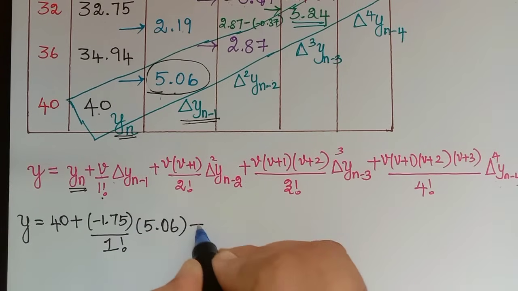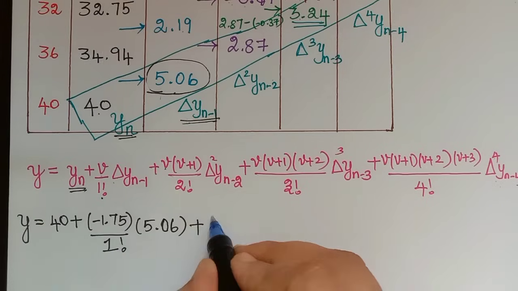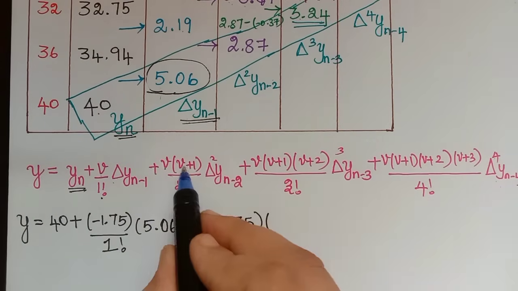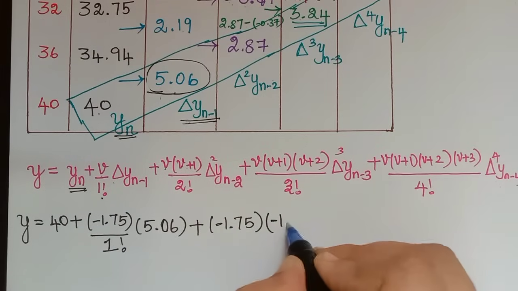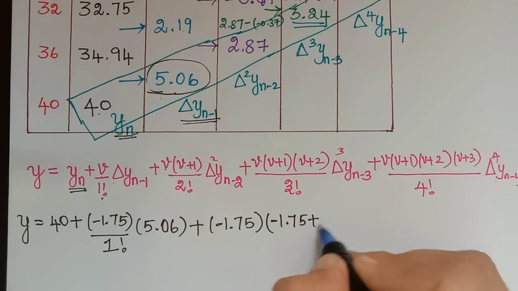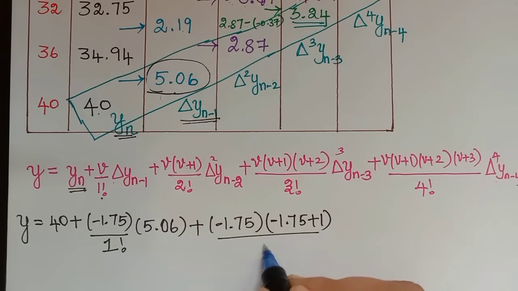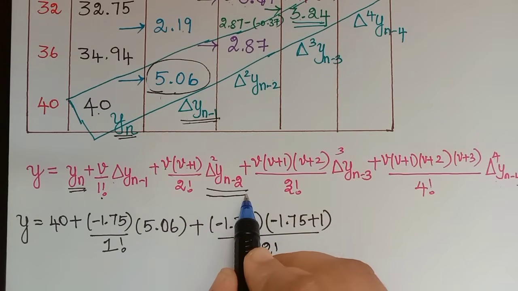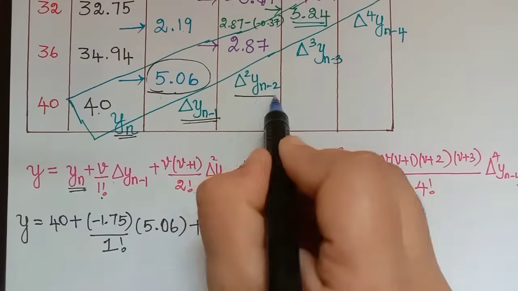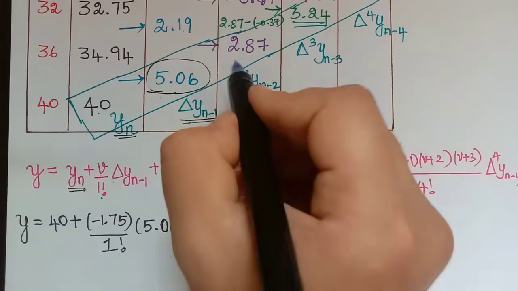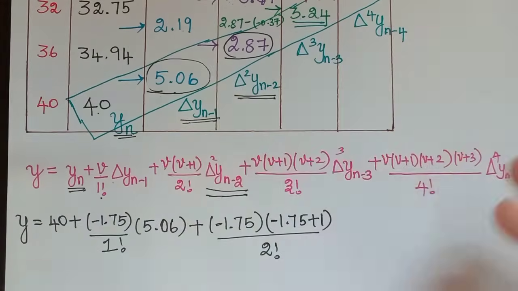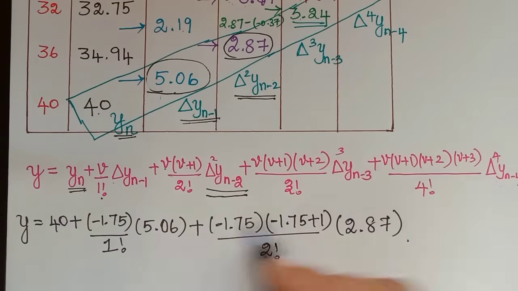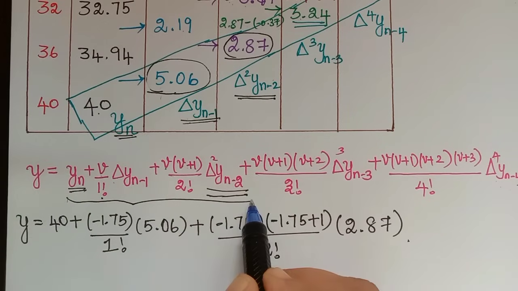5.06 plus again v. The value of v is minus 1.75 multiplied with v plus 1. So minus 1.75 plus 1 divided by 2 factorial multiplied with delta square of y n minus 2. So what is the value of delta square of y n minus 2? It is 2.87. So multiplied with 2.87. So till here we have completed.